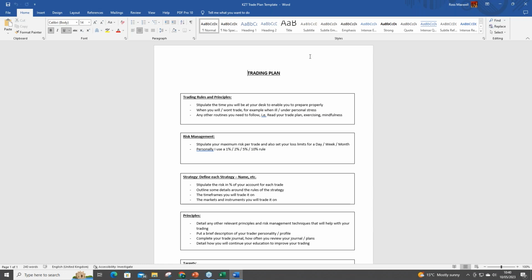So personally, I have a maximum 1% risk per trade. I have a maximum 2% risk per day before I stop and I analyze, and I check in to make sure that I'm not doing anything wrong. A maximum 5% loss per week and a maximum of 10% loss per month.